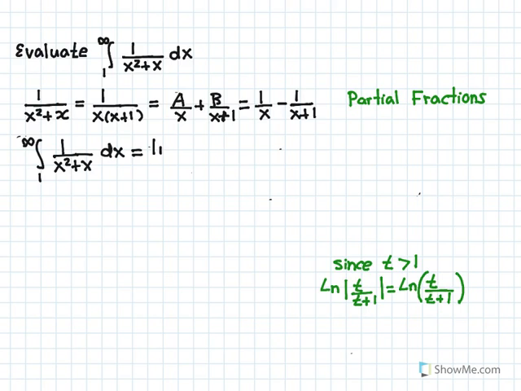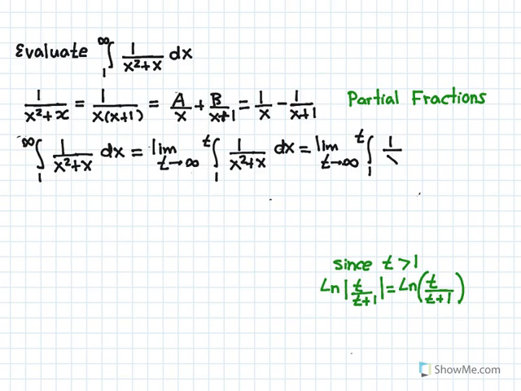Integral from 1 to infinity, 1 over x squared plus x dx. That's equal to the limit as t goes to infinity of the integral from 1 to t of 1 over x squared plus x dx. And that's going to be equal to the limit as t goes to infinity of the integral from 1 to t, and we have applied the partial fractions. We get 1 over x minus 1 over x plus 1. That is the integrand after we apply the decomposition.